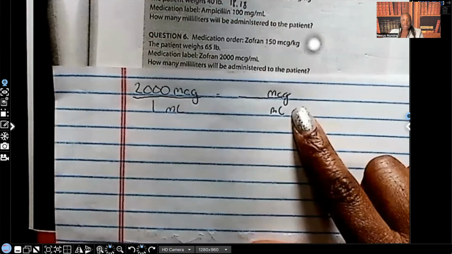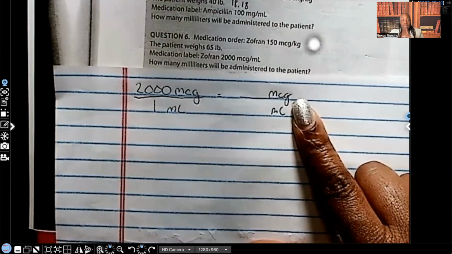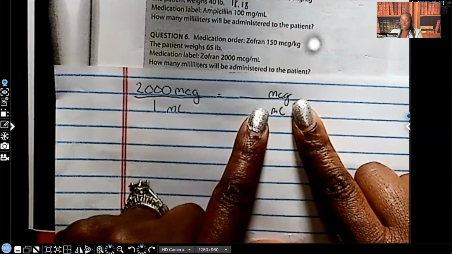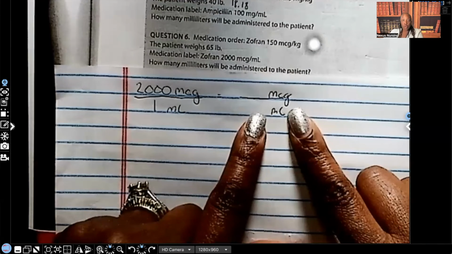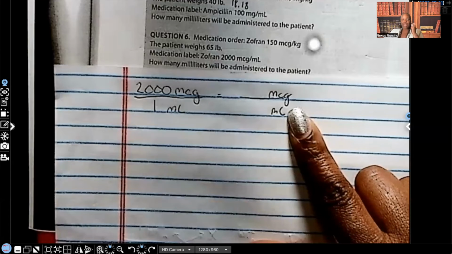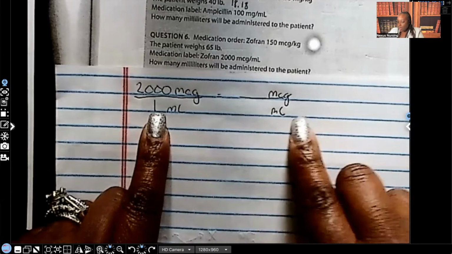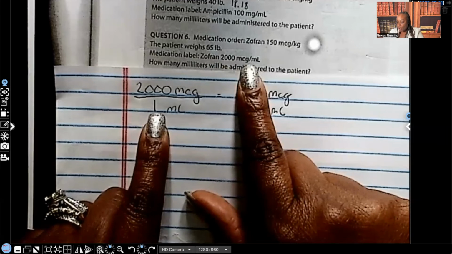And the reason I'm teaching you guys to always put your unit first is that sometimes the questions are going to get harder and you're going to get questions where you have to convert. And if you don't have your units to remind you that you have to convert, you're going to get your problem wrong. Okay, so just make it a habit of putting your unit immediately so it can be a reminder to you. All right, so we have our 2,000 micrograms per ml.